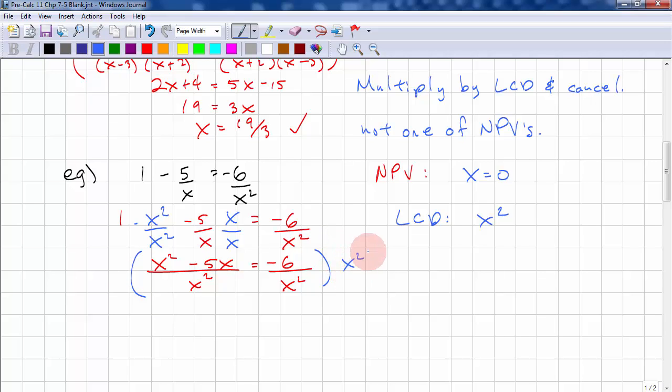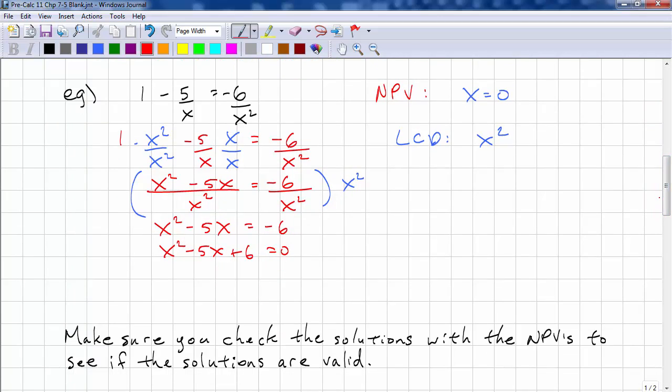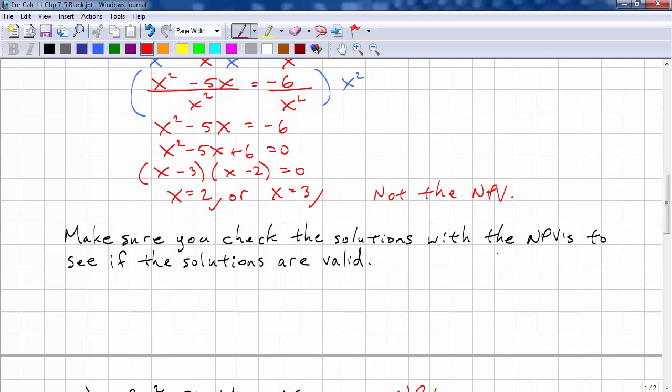And we're multiplying the whole thing by x squared. So the x squareds cancel out. And we have x squared minus 5x equals negative 6. Move the negative 6 over to the other side, we get x squared minus 5x plus 6 equals 0. And we solve quadratics like we've always done. x minus 3, x minus 2. And we get x equals 2 or x equals 3. Both of these values are good because neither of them are the NPVs. Okay, make sure you check the solutions with the NPVs to see if the solutions are valid.